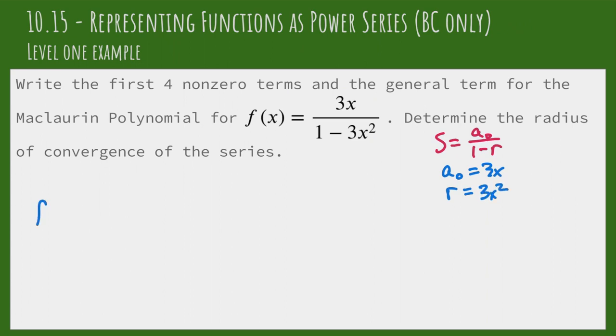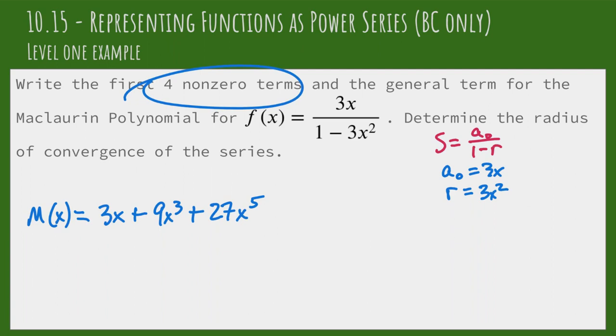So the Maclaurin polynomial, I'll call it m of x, is going to be the first term, 3x, and then the second term is going to be the first term times the common ratio. So it's going to be 9x cubed. And then we just continue multiplying by the common ratio. So 27x to the fifth. Now I'm looking for four non-zero terms. So I have three, I need one more. So 81x to the seventh.